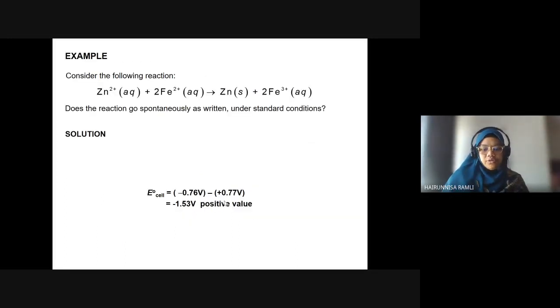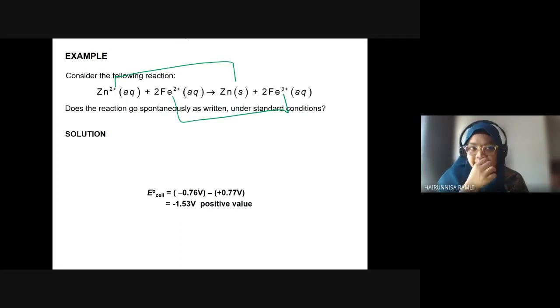Okay, so for example here, zinc with Fe. It says, consider the following reaction. Zn2+ plus 2 Fe2+ produce zinc and 2 Fe. So it means Zn2+ to Zn, Fe2+ to Fe.